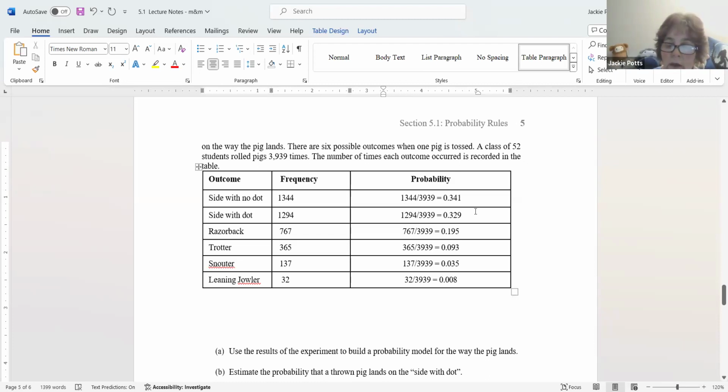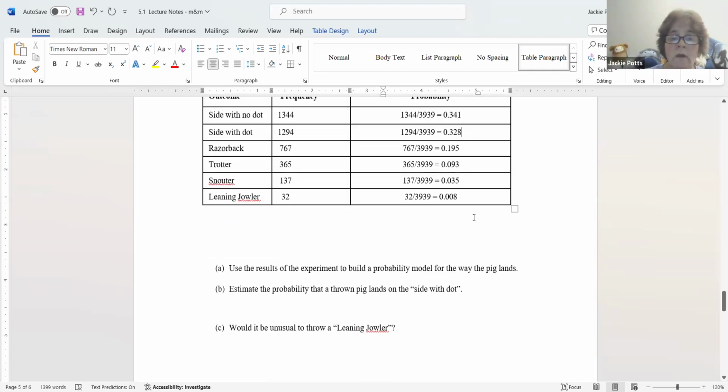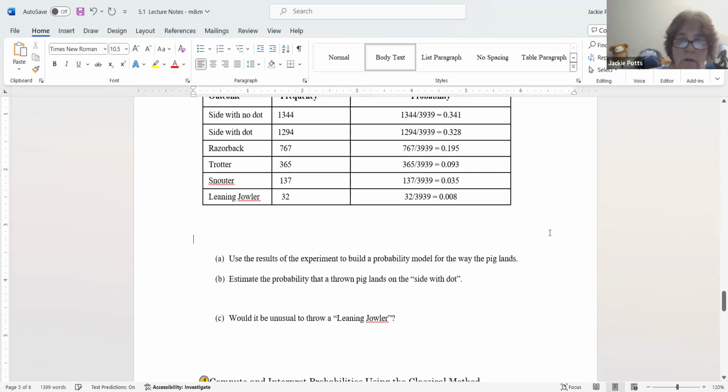So again, I'm going to take it off one of the bigger ones. I think that I rounded that one up. Yep, I did. Well, now we're back to 1.001. All right, so now looking at this, let's answer some questions.